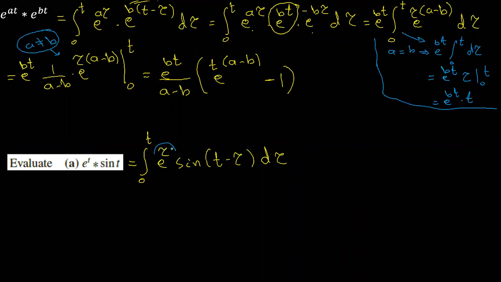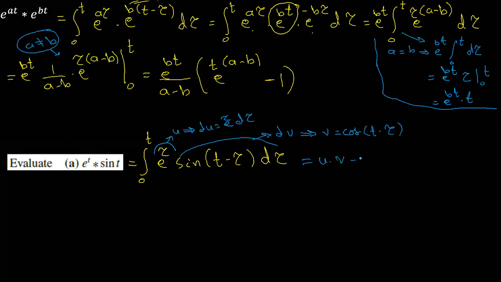Let me use this to be u and this to be dv. So my v is what? And my du is what? My du, it is e to the tau d tau. It's very easy for me. Here my v, it is, what do you think? It is negative sine of t minus tau. So the rule said u times v minus the integral of v du.